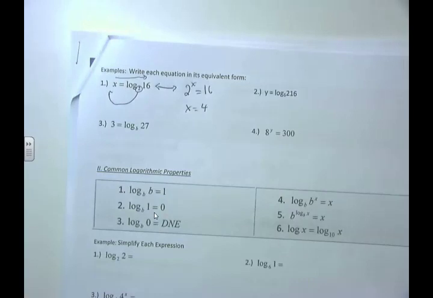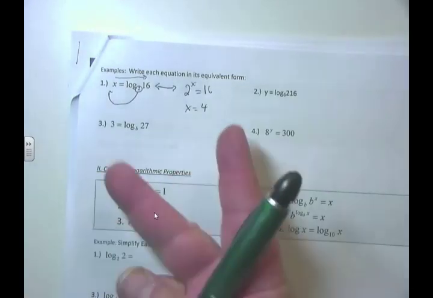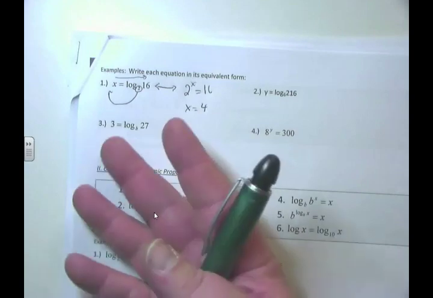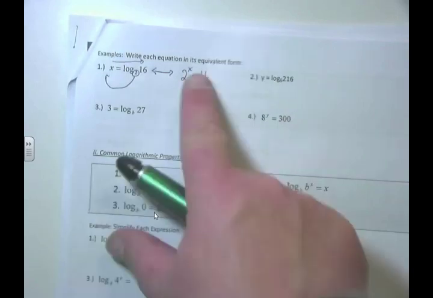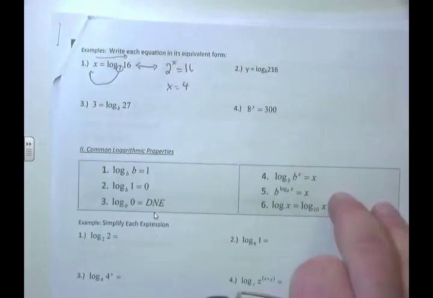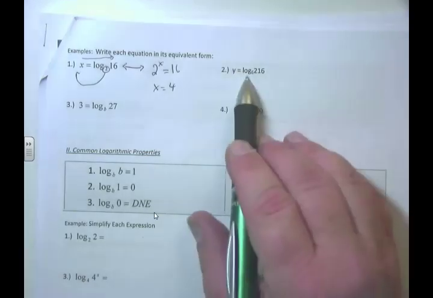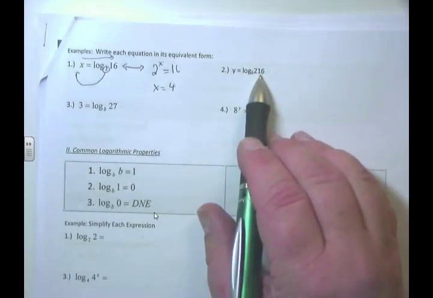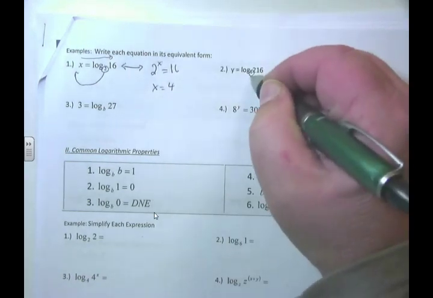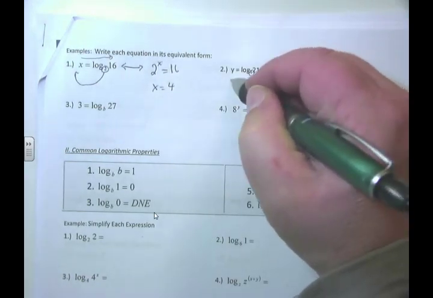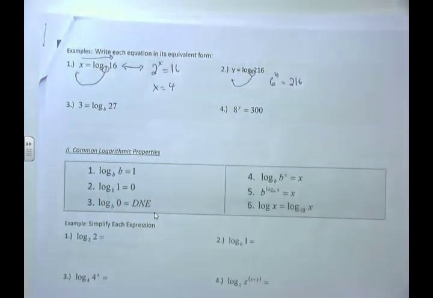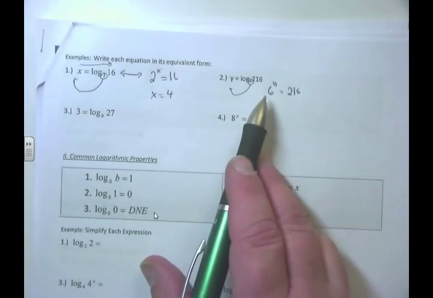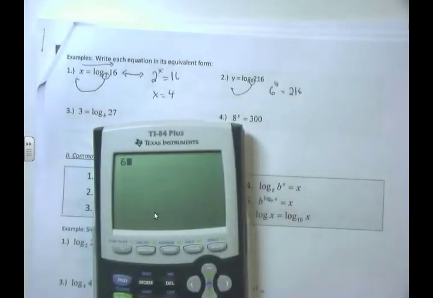Let's see here. 2 to the first power is 2. 2 squared is 4. 2 cubed is 8. And 2 to the fourth power is 2 times 2 times 2 times 2, and that's 16. So x had to be 4. All right, look at number 2 here. Y equals the log base 6 of 216. If you don't like this one, rewrite it: 6 to the y equals 216. Let's see what you know. What's 6 to the first power? 6. 6 squared is what? 36. What is 6 cubed?